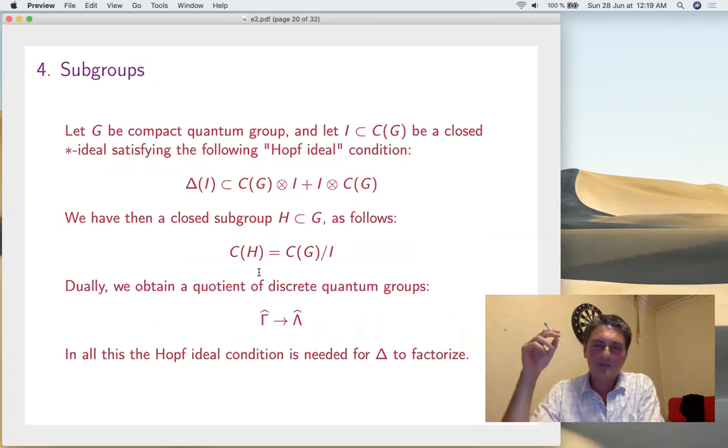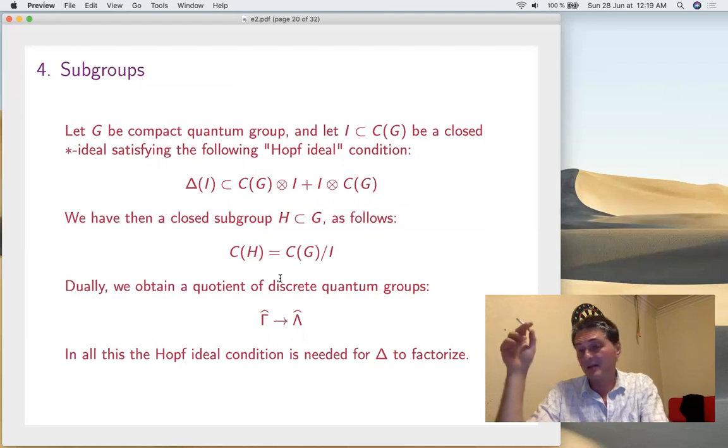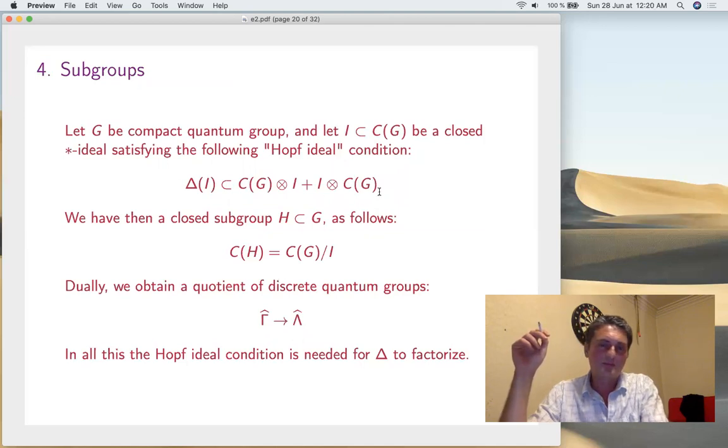Well, simplest here is just to try. So you take G a compact quantum group and an ideal, and you divide. The problem is delta must factorize, right? Also epsilon and S, but especially delta. So if you want delta to be factorized, you're led into this so-called Hopf ideal condition. So that's the result: take a quantum group, a closed ideal satisfying this condition, and it works.